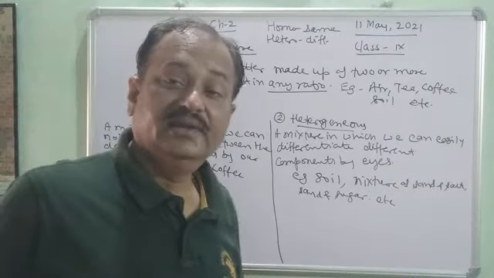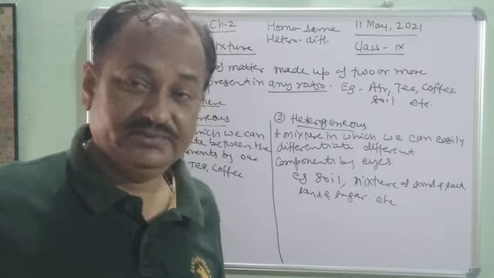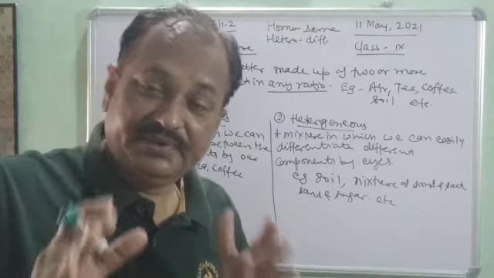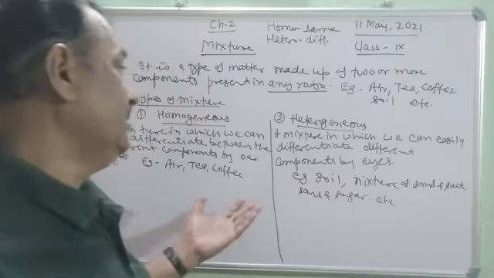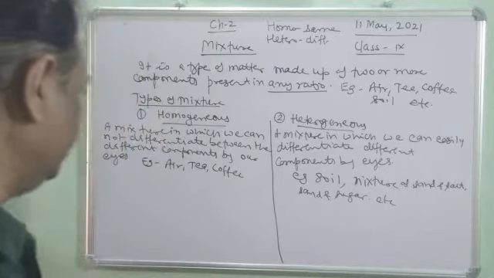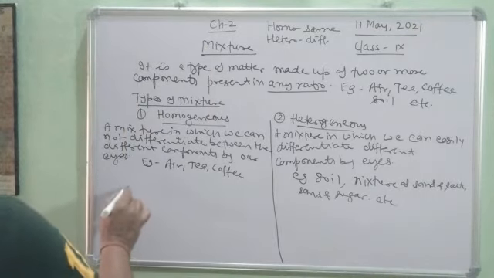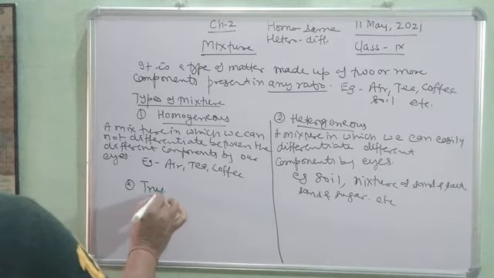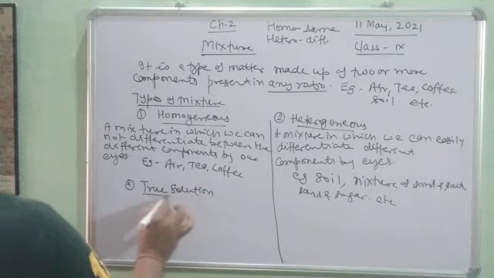Other examples, children, you can know fruit juices. They are homogeneous. Lassi, homogeneous. We cannot differentiate between the components by naked eyes. Now, further, they are of different types. Now, homogeneous mixture, children, here it is first true solution.